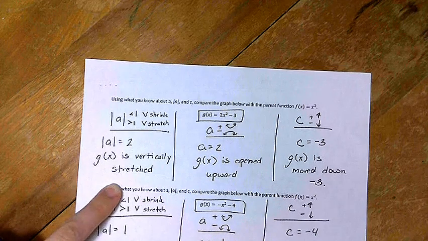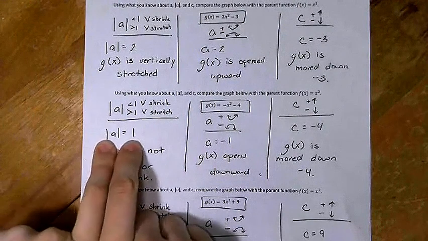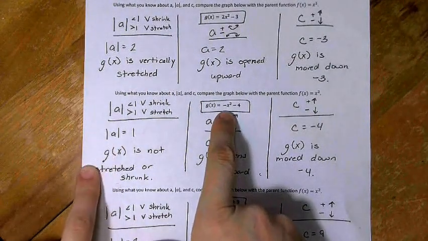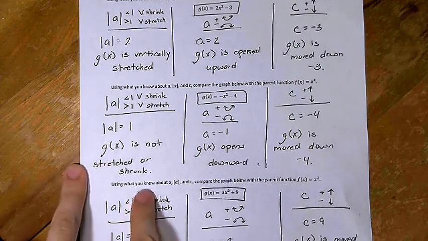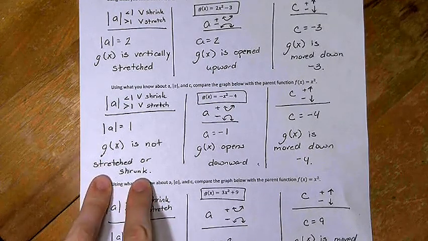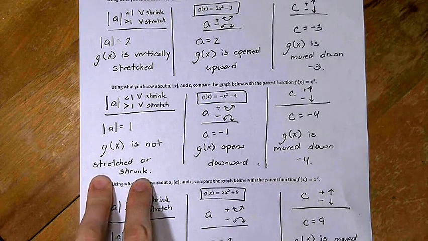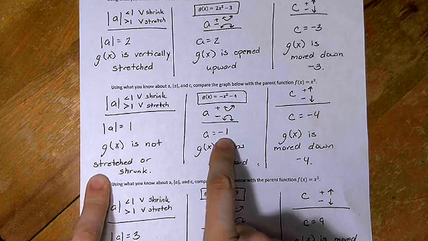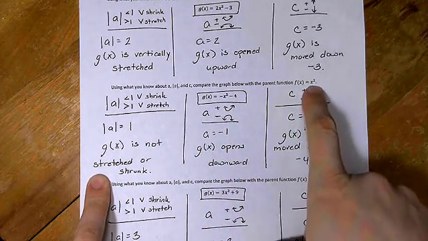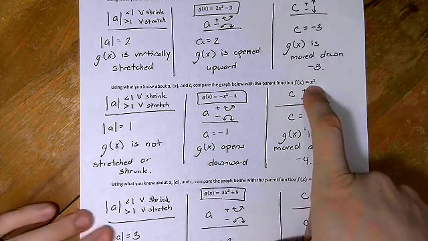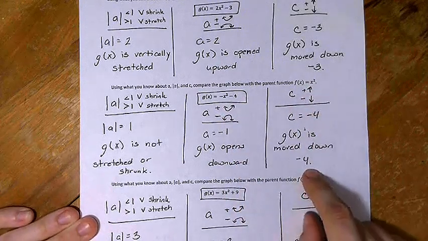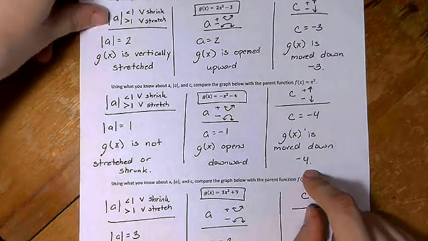The next one is g of x equals negative x squared minus 4. The absolute value of a is 1, right? There's a little ninja 1 in there, negative 1. So the absolute value of negative 1 is 1. Because it's 1, it doesn't have a stretch or a shrink. It's going to be exactly the same width as x squared. But a is negative, so that means it opens downward. Our x squared here, our f of x, still opens upward. And then c is a negative 4, so it's been moved down 4, or the y-intercept is going to be at negative 4 in this case.